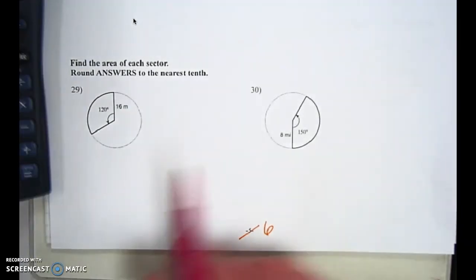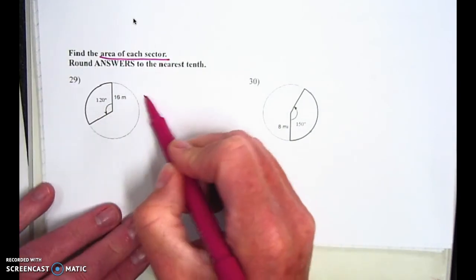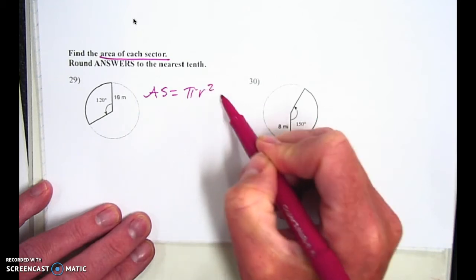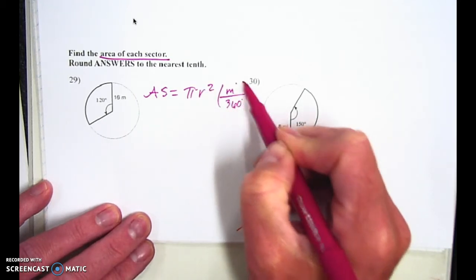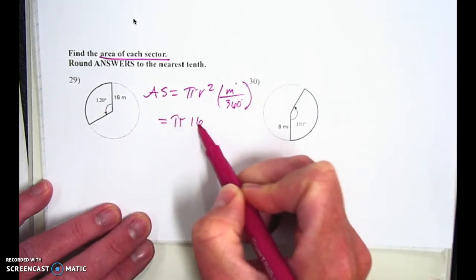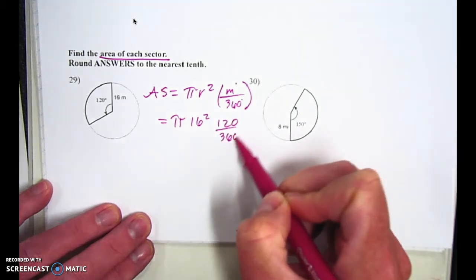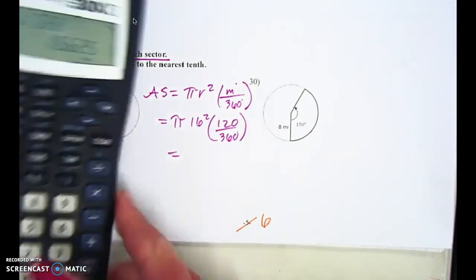All right. 29 and 30. Find the area of each sector. So area of a sector formula we just did, so it's pi r squared times the measure of the angle over 360. The radius here is 16, so we're going to have pi 16 squared. Angle is 120 over 360. And this time they want it to the nearest tenth.